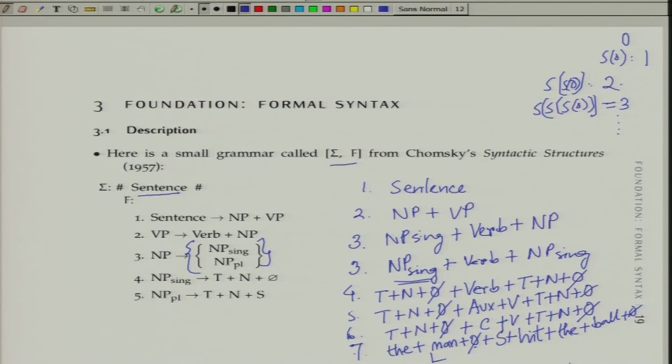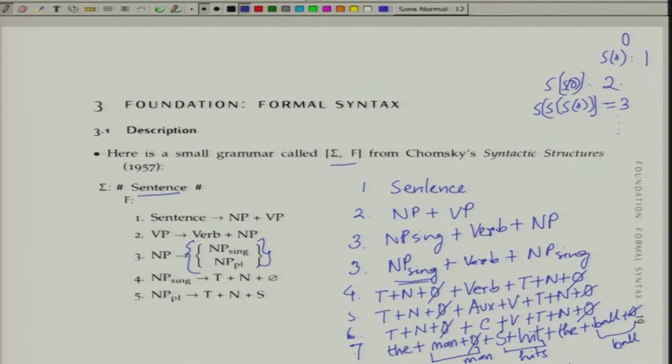There is a rule which says that man plus nothing makes man. There is a rule that says that S plus hit makes hits. Now I'll talk about this, but just let us see roughly what is coming up. So nothing means nothing, ball plus nothing makes only ball. So roughly it is this sentence, the man hits the ball. The man hits the ball is a perfectly grammatical sentence we have generated by following rules that are given in a few steps, in 7 steps.